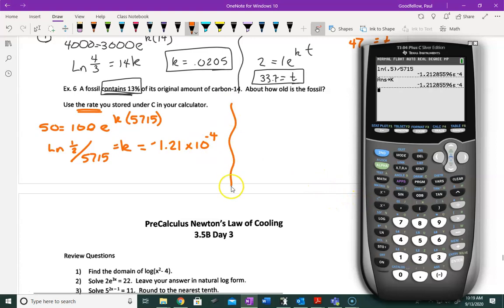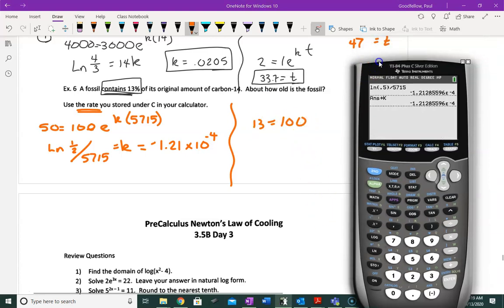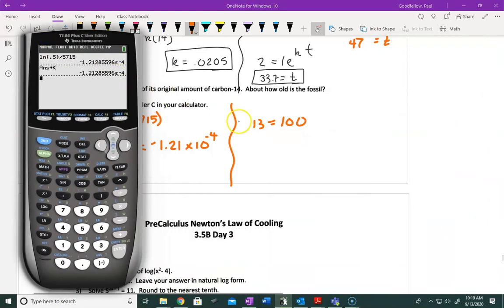Now, that takes care of part 1. Now we only know that there are 13% of the original 100% situation, and that's how we use those percentages. I like it this way because it seems to make sense to me. If it was 100 grams, there's only 13 grams left. Keep it in terms of 100, and the percentages won't elude you. E to the kt, and we'll find out how old the sample is. Maybe it's the Dead Sea Scrolls.